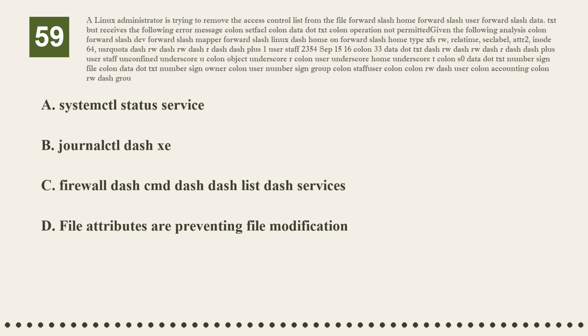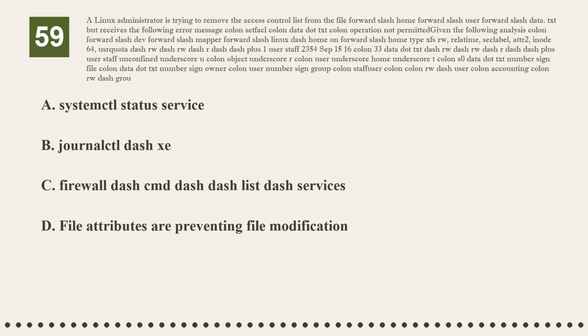/dev/mapper/linux-home on /home type xfs rw, relatime, inode64, user quota. -rw-r--r--+ 1 user staff 2354 September 15 16:33 data.txt. data.txt -rw-r--r--+ user staff unconfined_u:object_r:user_home_t:s0. # file: data.txt # owner: user # group: staff user::rw- user:accounting:rw- group::r--.